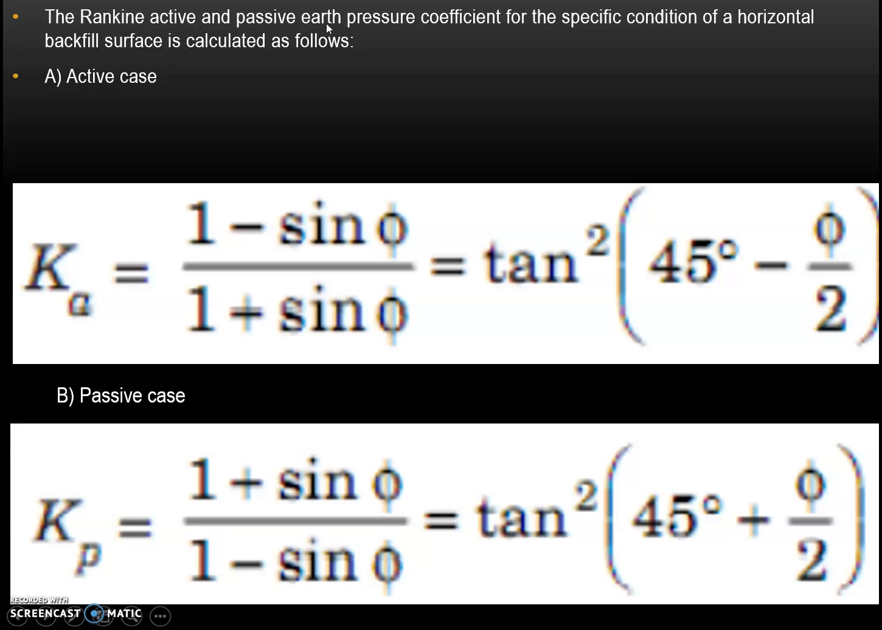The Rankine active and passive earth pressure coefficients for the specific condition of a horizontal backfill surface are calculated as follows. First one, for active case, Ka equal to (1 minus sin phi) divided by (1 plus sin phi), which is equal to tan square of (45 degrees minus phi by 2). Similarly, for passive case, Kp is equal to (1 plus sin phi) divided by (1 minus sin phi), which is equal to tan square of (45 degrees plus phi by 2).